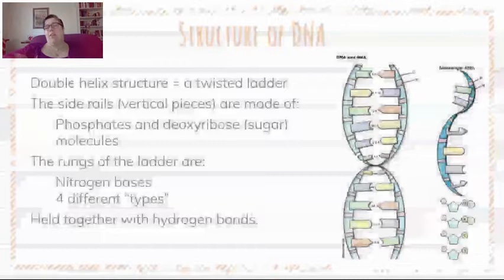RNA is very similar, but instead of being a double helix, it's usually found as a single strand. So it's got its sugar phosphate backbone, a different sugar, ribose instead of deoxyribose, but otherwise the same kind of structure, with these nitrogenous bases attached to it.